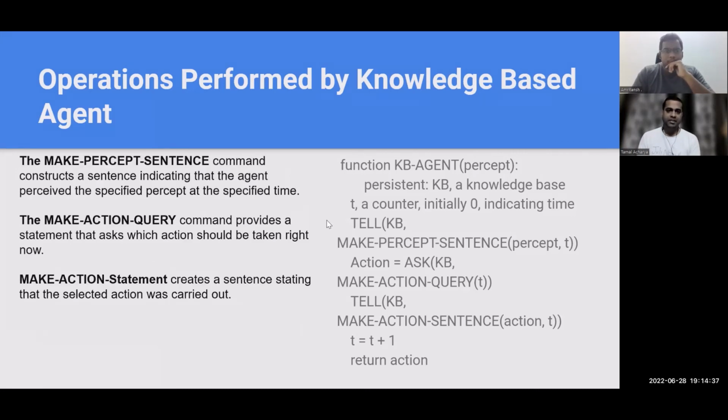Yep. Now, basically, the make perceive sentence is what the input is. It constructs a sentence indicating the agent perceived something at a specific time. So the first, make perceive sentence, is basically the input. Then it asks some action query. The command says it asks what action needs to be taken. And then the selected action is carried out in the end by make action.